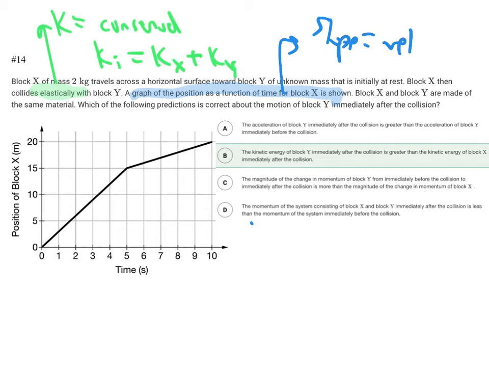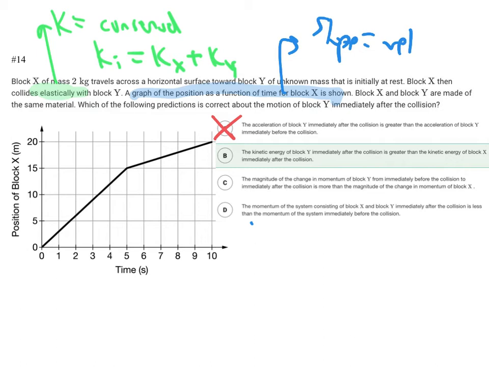The acceleration of block Y immediately after the collision is greater than the acceleration of block Y immediately before the collision. Well, I can actually throw that out without thinking anymore. Before and after, the acceleration is 0. There are only forces acting during the collision, so the acceleration is 0 before, and it's 0 after, so obviously they're equal, not one greater than the other. Part B, which is indicated here, is the right answer, so we'll come back.